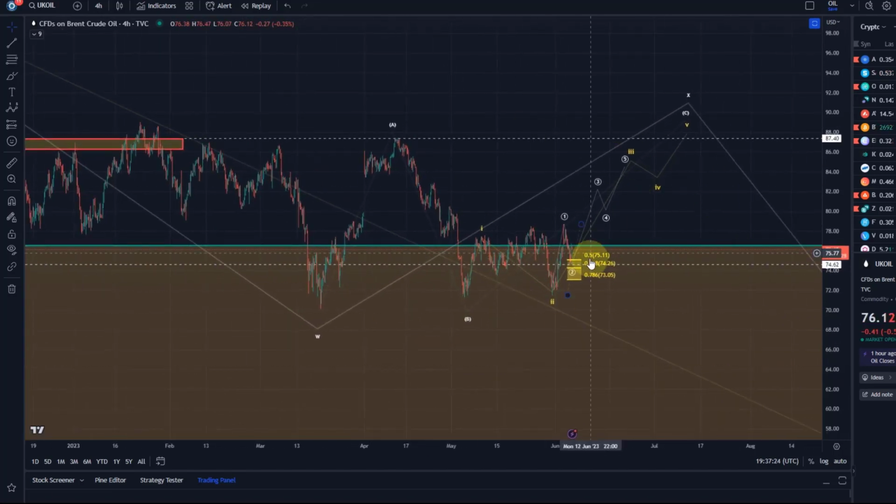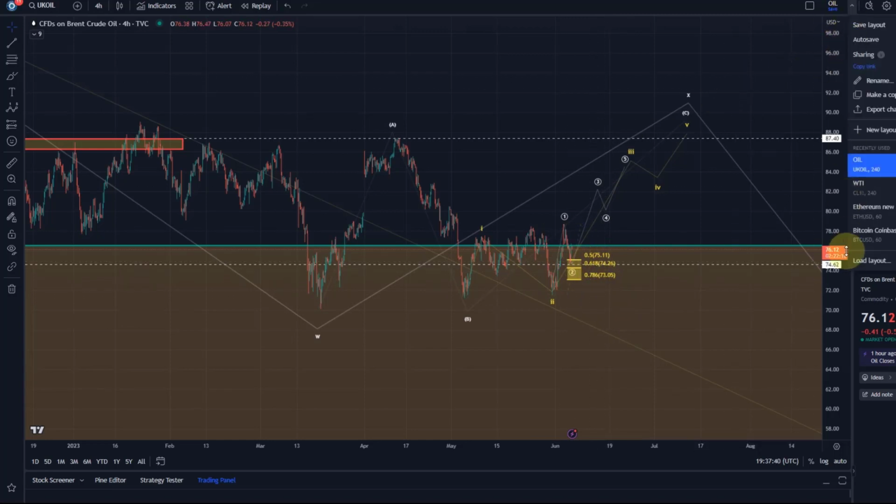So this is how I think, and this is a valid wave count as long as... So first warning that this is going to break down would be a break below $73, and invalidation will occur below $71.50. So now let's take a look at WTI.